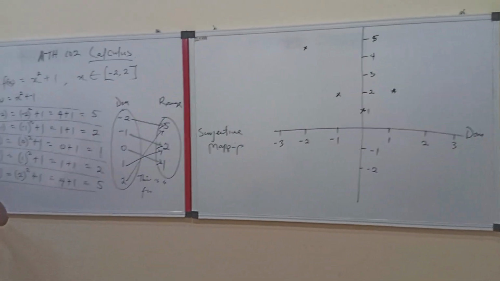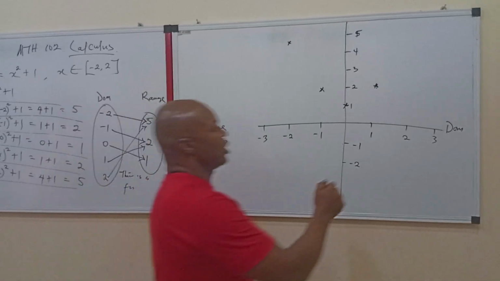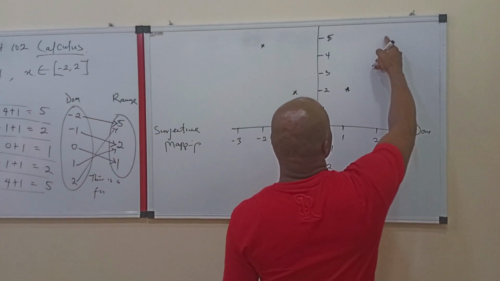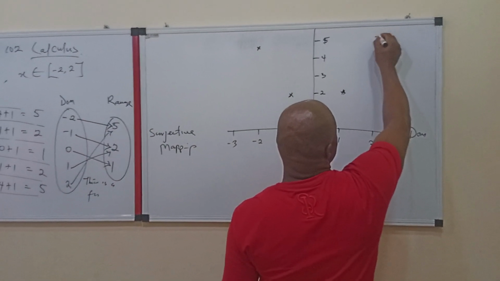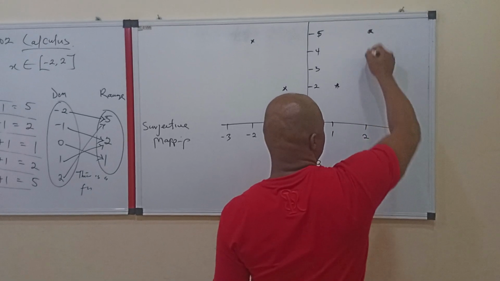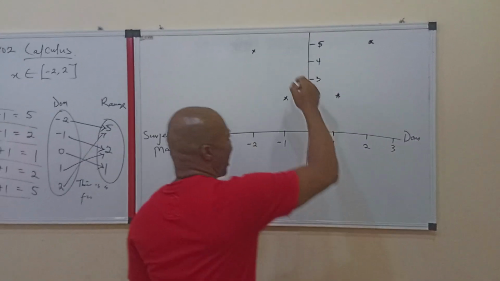Then when x is 2 here, it gives you 5. 5 is here, like this. So that when you come here, you get the 5. When you come here, you get the 2. Now, how does this graph look?